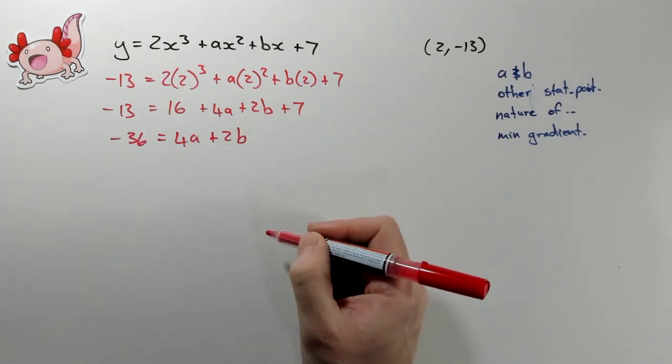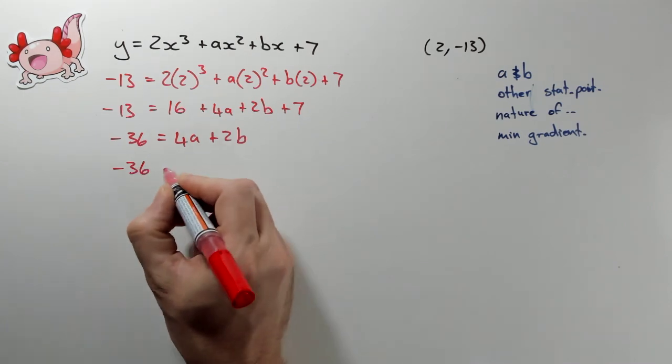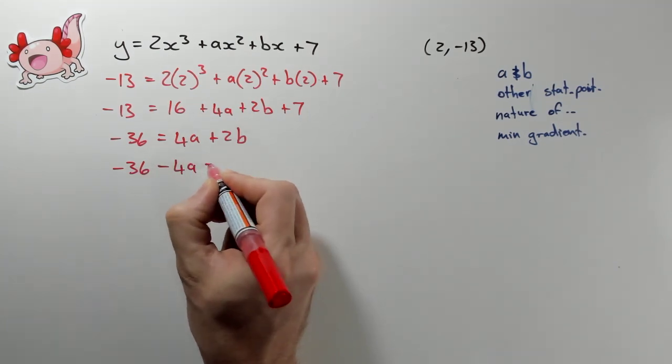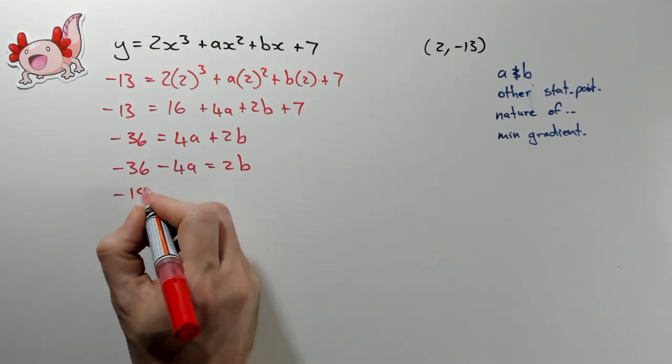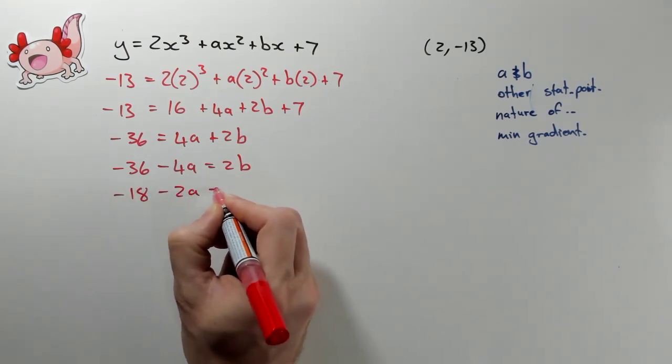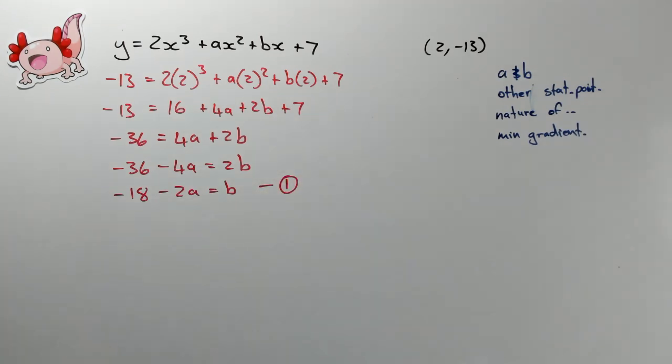And if I want to write, I'll take that over. -36, -4a is going to be 2b. I'll just divide by 2 on both sides. So -18 minus 2a is b. Okay, I think that should be good enough for our first equation.